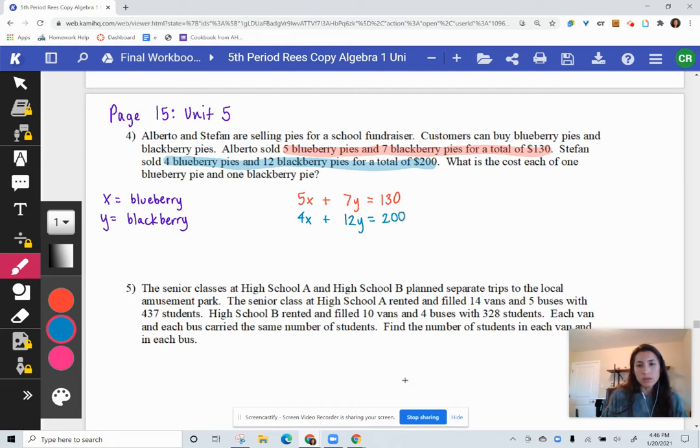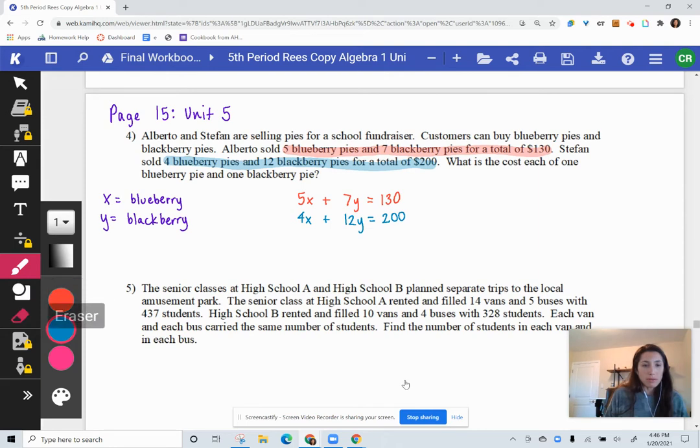So for this, I would use the elimination method. That means you have to get the x's to be the same number, but one is positive, one's negative, so that we can eliminate the x variables. You could also choose to eliminate the y's. I think the x's might be a little bit easier because your least common multiple between the 5 and the 4 is going to be 20.